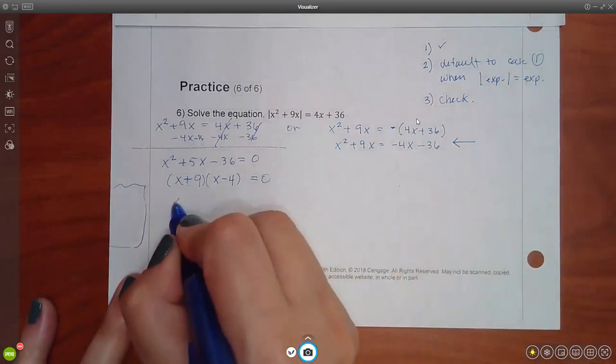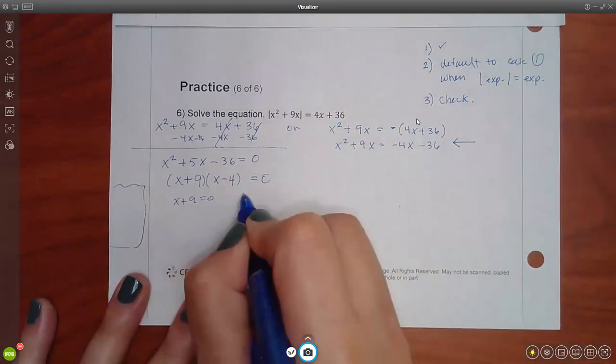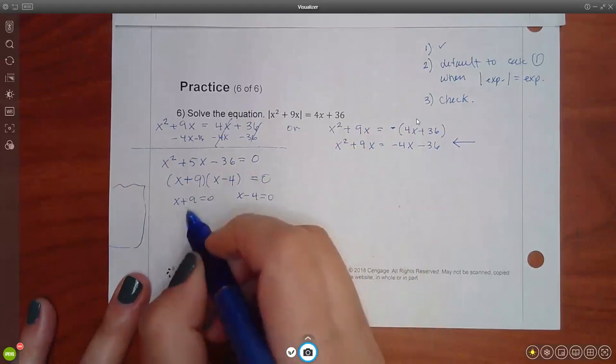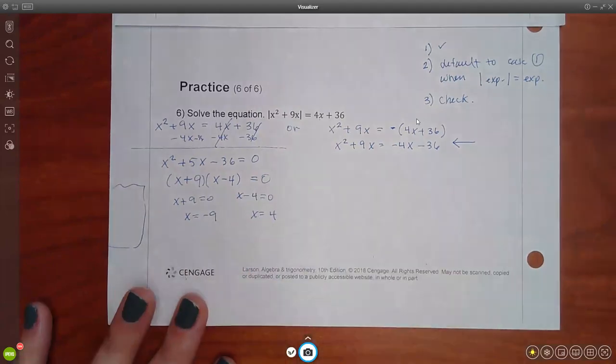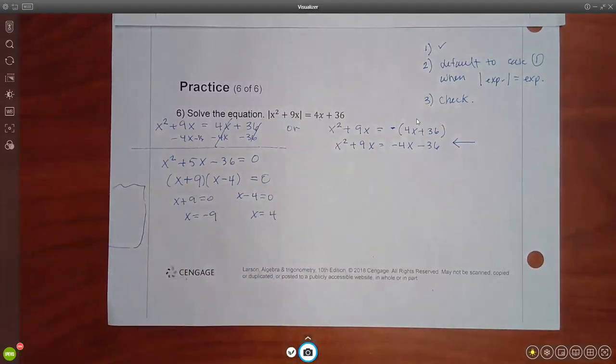So then I would have to set this equation equal to 0, this equation equal to 0. Here I will get negative 9 as my answer, and here I will get positive 4. I do need to check those, but at least I know that those are two possible answers.